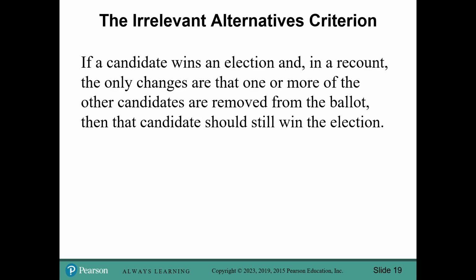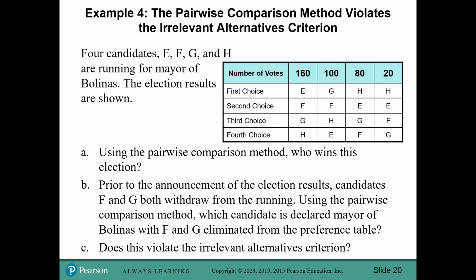The irrelevant alternatives criterion: if a candidate wins an election, and in a recount, the only changes are that one or more of the other candidates are removed from the ballot, then that candidate should still win the election. So we want to look at the pairwise comparison method and how it violates the irrelevant alternatives criterion. We have 4 candidates, E, F, G, and H, running for mayor of Billinius. The election results are shown. So we have the number of votes in the top column, first choice, second choice, third choice, and fourth choice. E, F, G, and H listed.